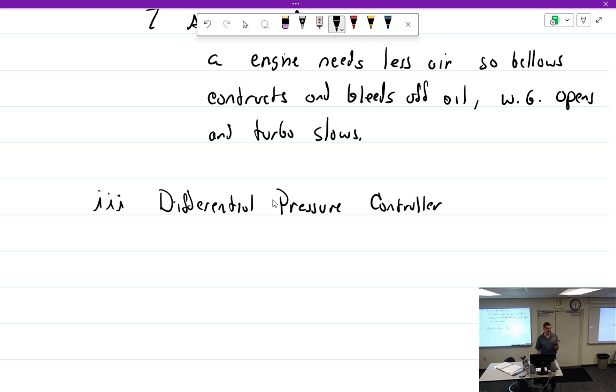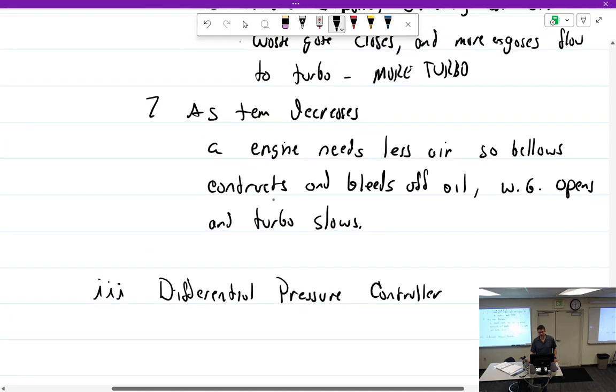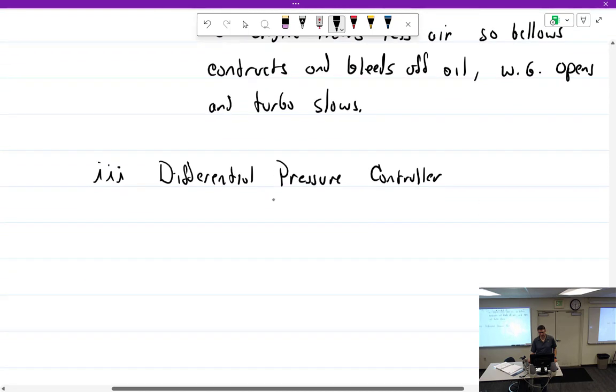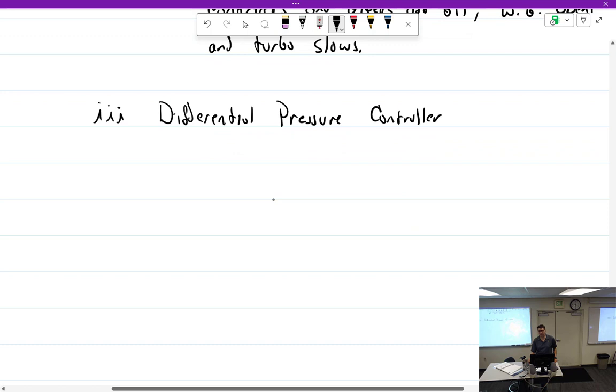All right, that was the second controller. So we talked about the first one. Its job is to read the density and give max power. So it's the more power one. All right, differential pressure controller.